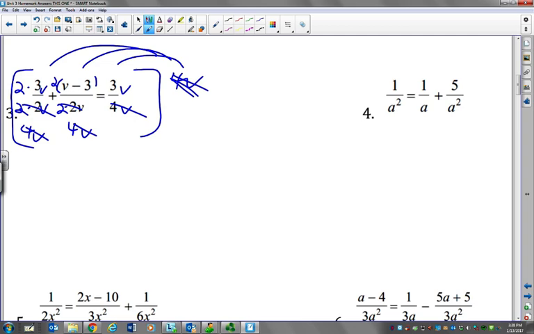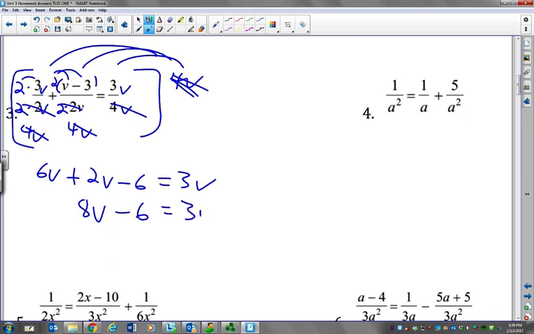So then our denominator is completely eliminated, and all we're left with is to solve the equation for v in the top. So 2 times 3 is 6v, plus 2 times v is 2v, then 2 times -3 is a -6 equals 3v. There we go. So then we're going to combine 6v and 2v is 8v. And then we have -6 is equal to 3v.